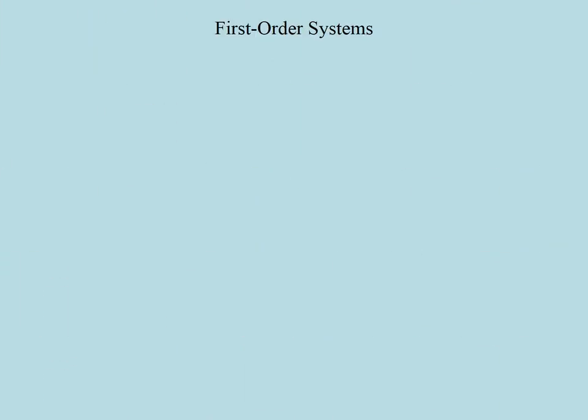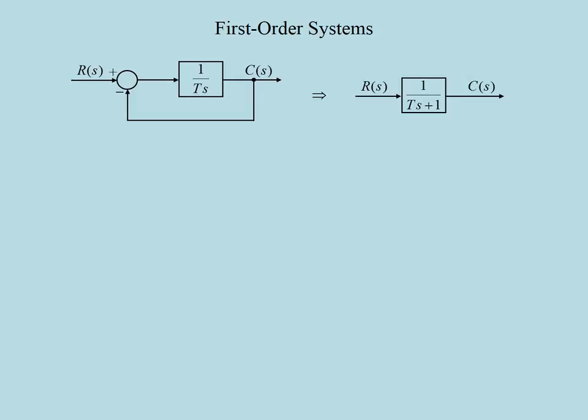Let us start our analysis with a relatively simpler case, that is, first-order systems. Here is a unity feedback system where the feed-forward path contains only an integrator. Using simple block diagram reduction, you can represent this feedback system by such a single block. We are going to obtain the unit step response for this system, that is, the output corresponding to a unit step input. In other words, when R(s) is equal to 1/s.